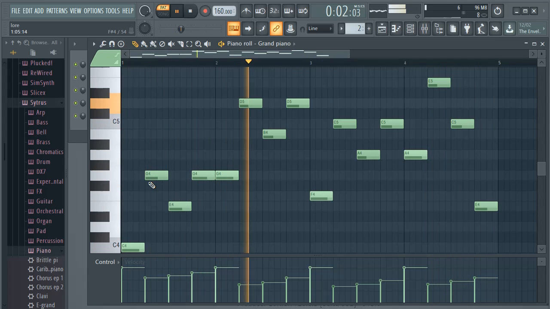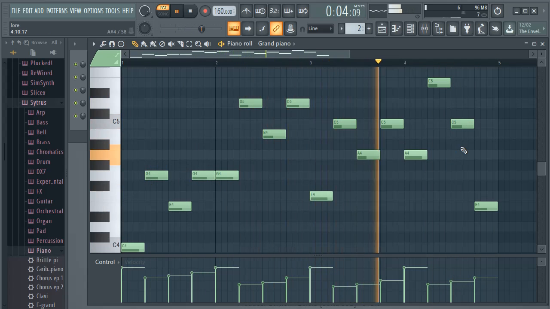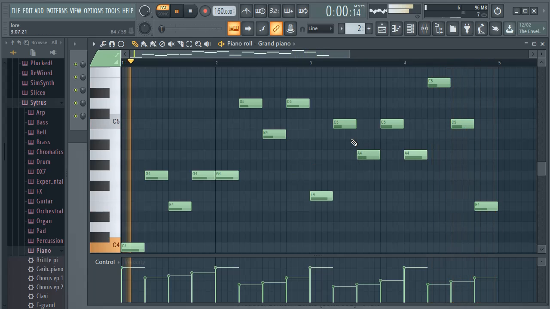Start with smaller intervals. That's good. Alright. I hope it worked out for you. I hope you'll be able to experiment with some chords now. Some major versus minor. See if you can come up with completely new compositions that nobody else came up with in the past.